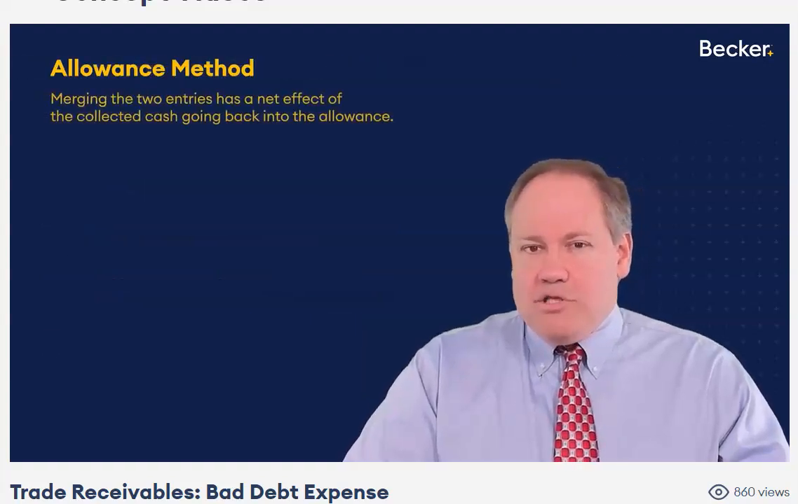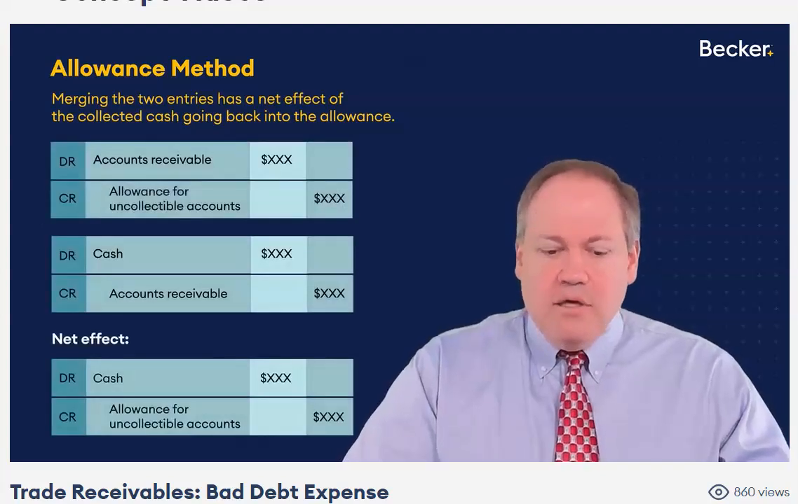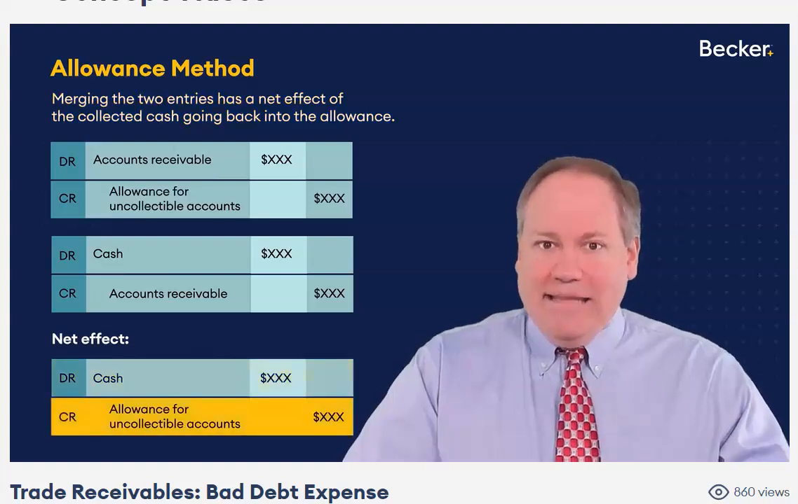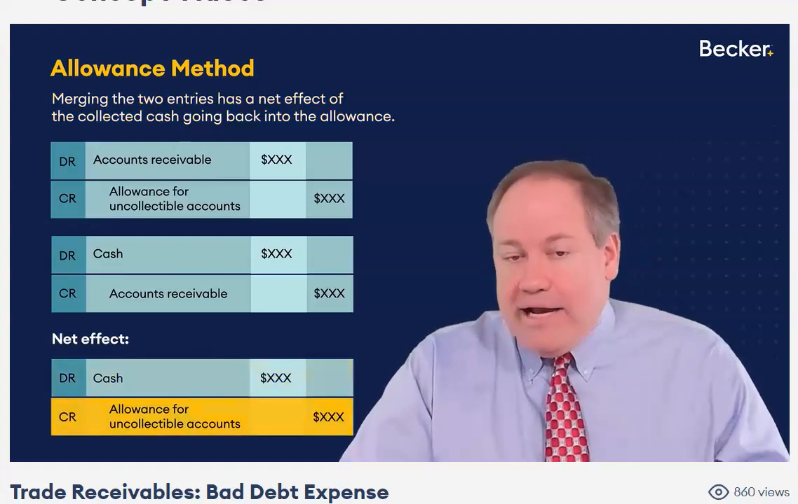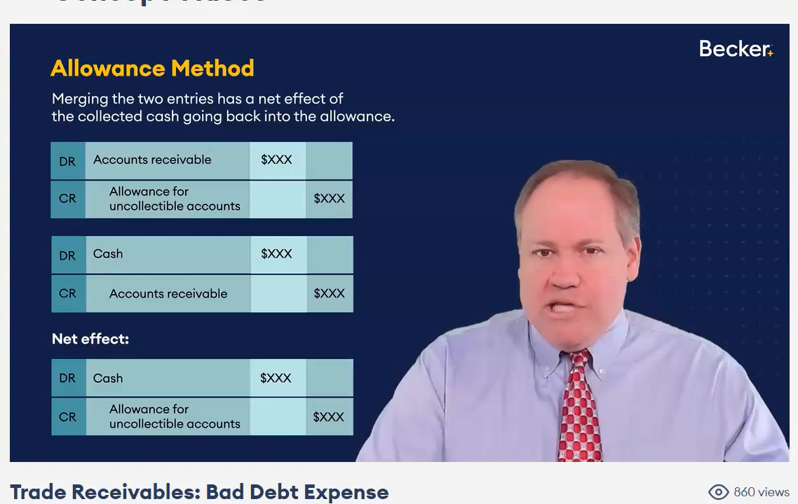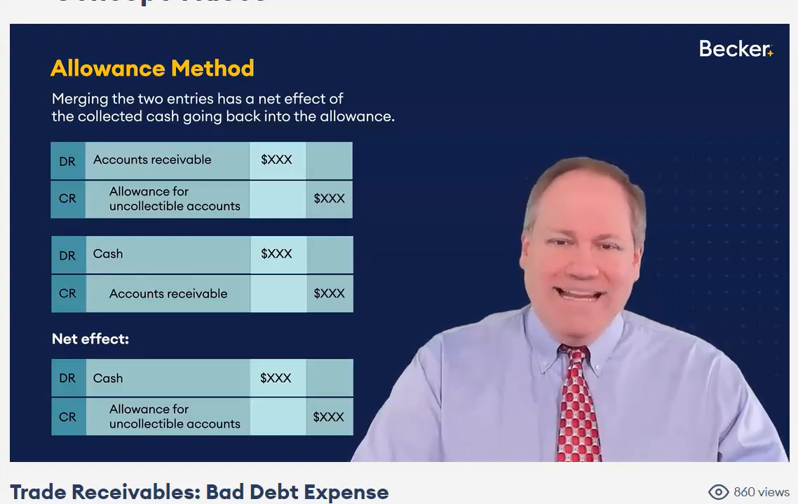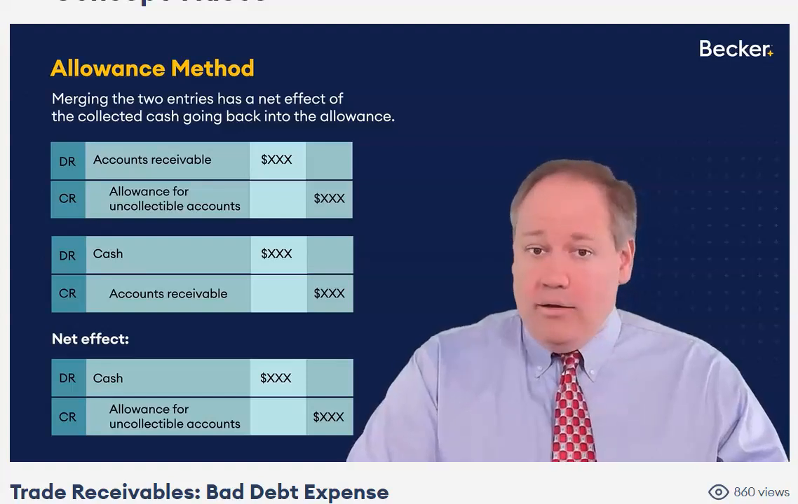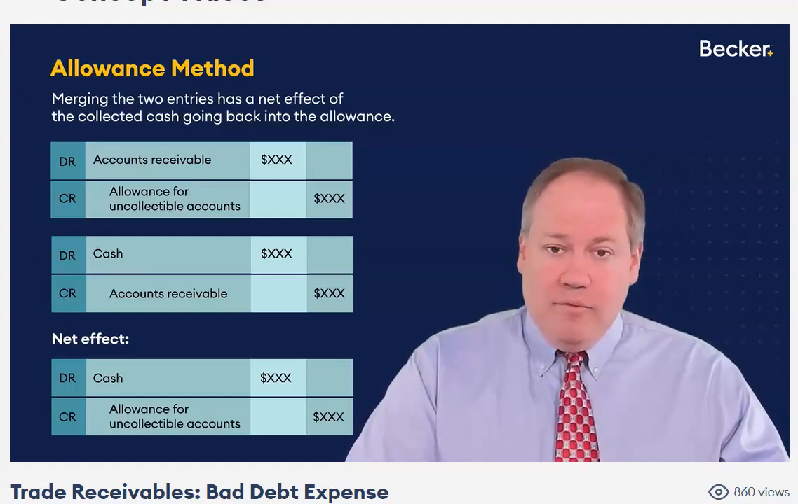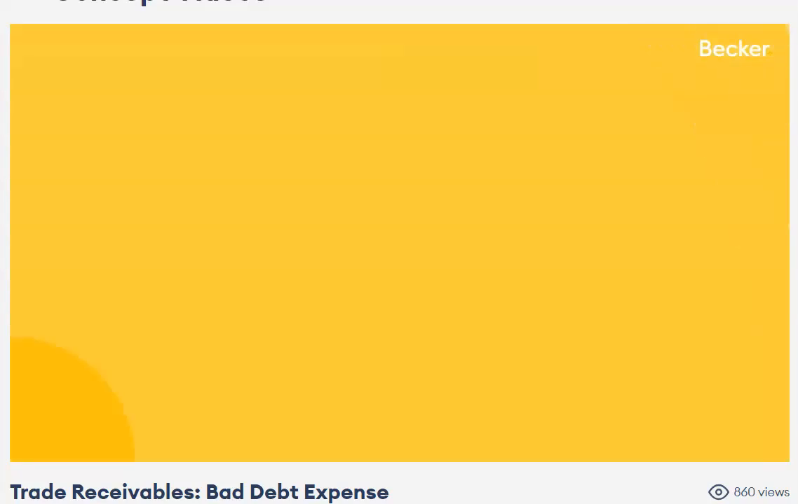Now, if you merge those two together, you see the net effect is, basically, the cash I collect goes back into the allowance. And that's effectively correct. But I like showing it as a two-step entry because it really encompasses this idea of, okay, we undo what we did because we were wrong. And now we're going to collect that receivable that's been put back on the books.